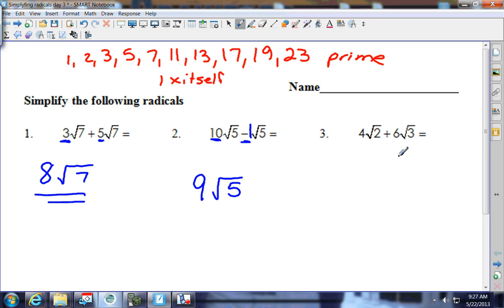Now, if we look at number 3, 2 is prime and 3 is prime. But they're not the same, are they? It's like an x squared and an x. So your answer just stays 4 square root of 2 plus 6 square root of 3. You can't put them together. That's like you can't add together an x squared and an x.